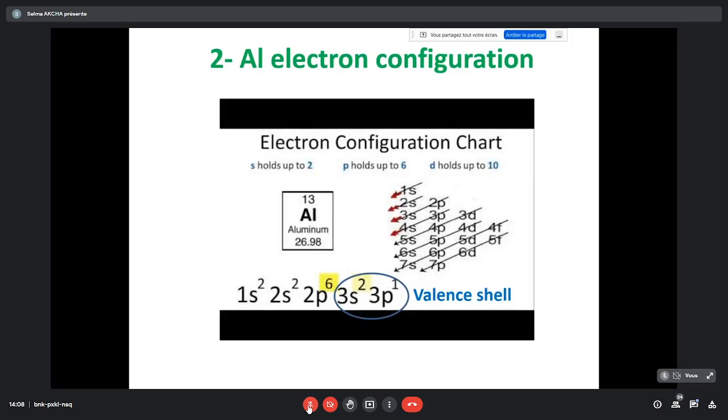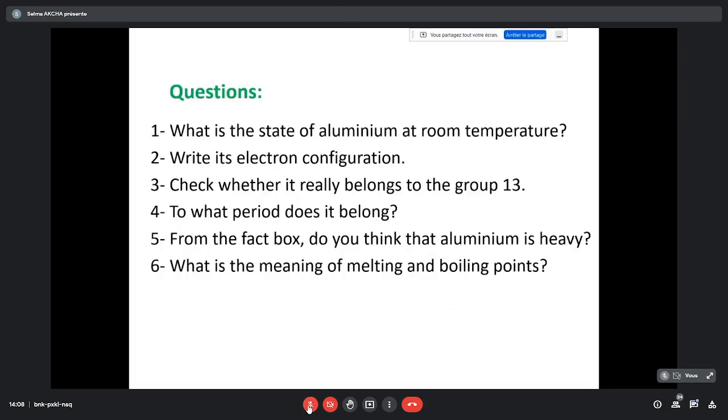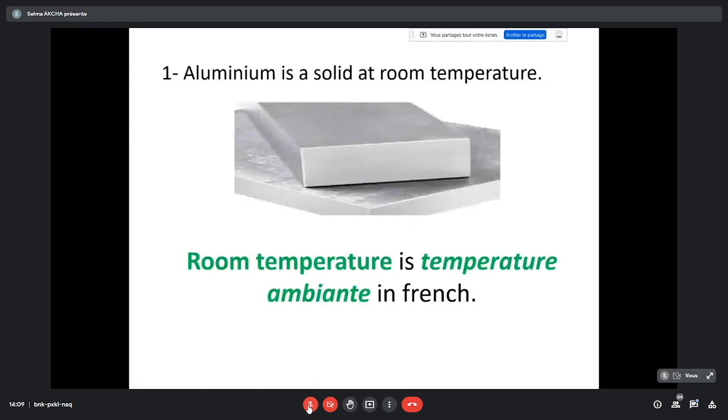Okay, guys, did you understand? Yes. Very important information, very basic but important information of general chemistry. The question asked us, write its electron configuration. Done. We have done that. Check whether, vérifier si. Whether c'est if. Check whether it really belongs to the group 13.